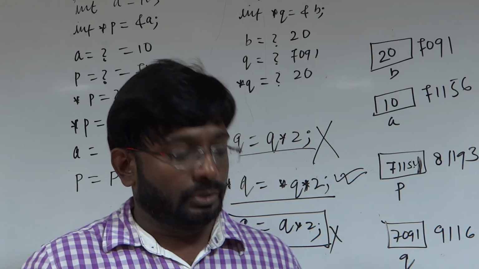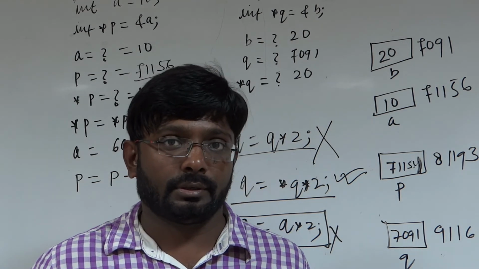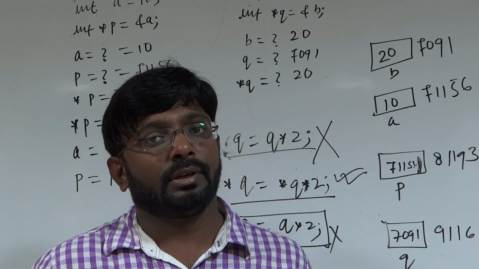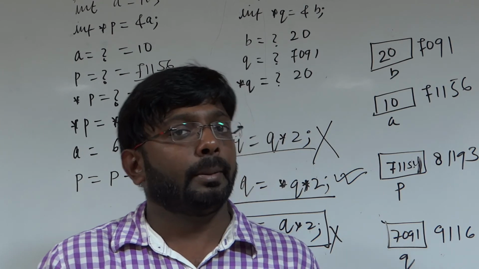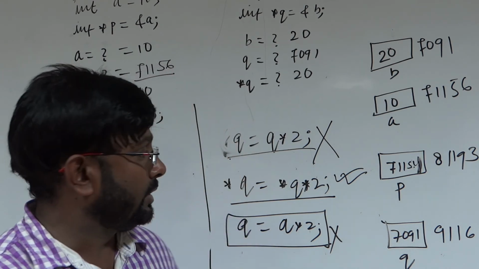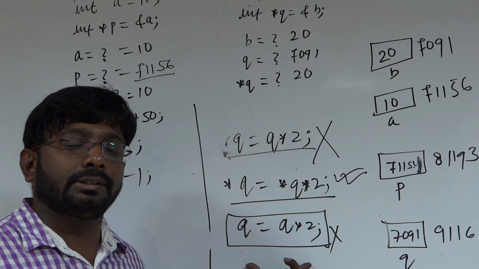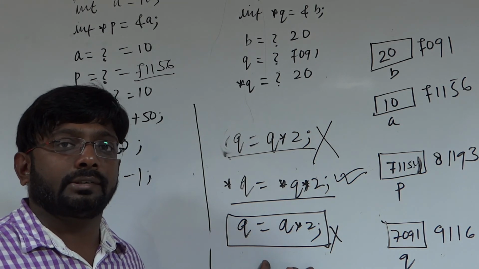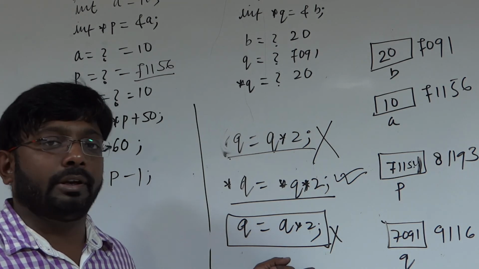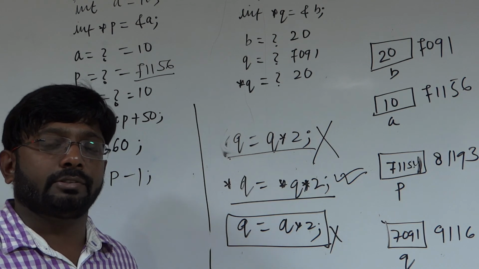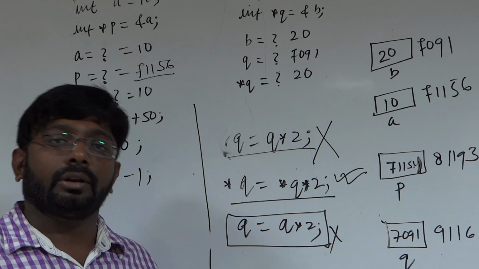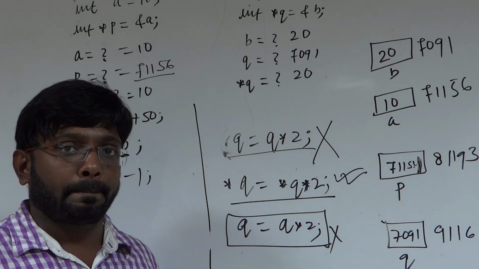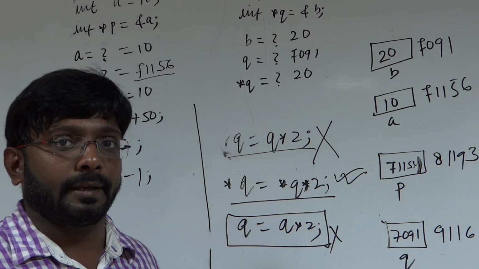Got it? So values you can change, add to, subtract, multiply, divide, but with the address only addition and subtraction are possible. We cannot divide an address by any variable, and we cannot multiply an address with any other variable or constant value. Correct?